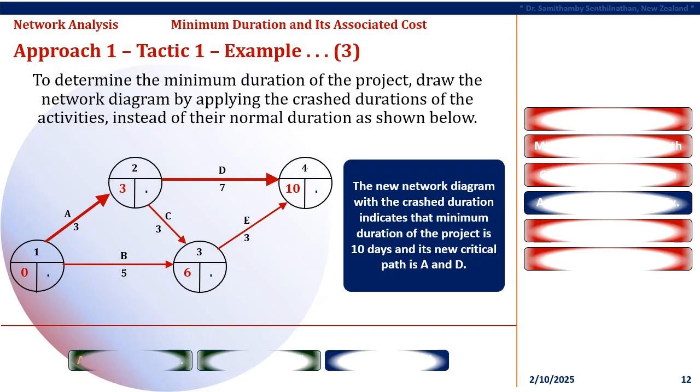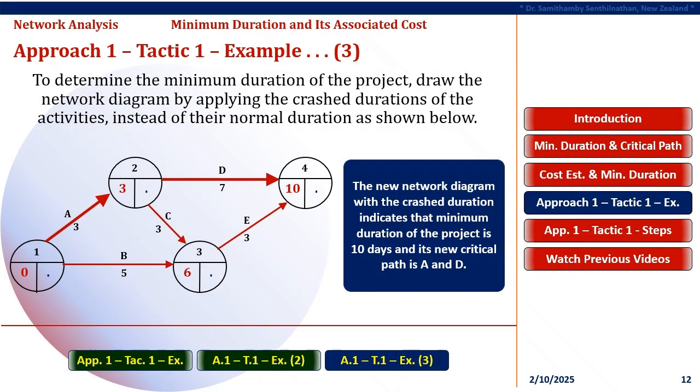To determine the minimum duration of the project, draw the network diagram by applying the crash durations of the activities instead of their normal duration, as shown here. The new network diagram with the crash duration indicates that minimum duration of the project is 10 days, and its new critical path by crashing the durations of activities is A and D, as shown by the thickest arrow in the diagram.